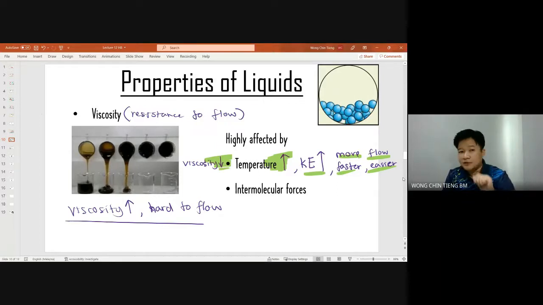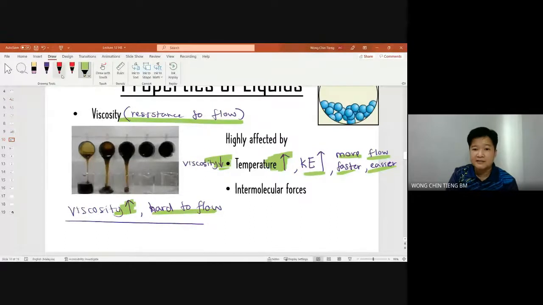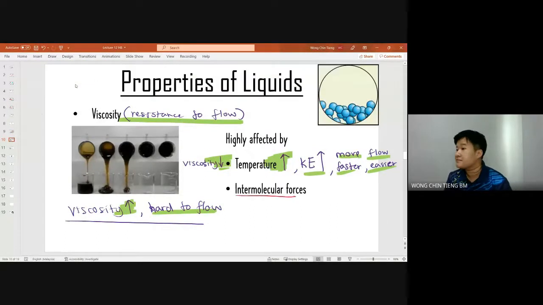So, kamu kena ingat satu benda. Viscosity is the resistance to flow. So, the higher the viscosity means it's harder to flow. Yang ni yang kamu selalu terbalik. Okay? And the next factor affecting is actually your intermolecular forces. Kita guna intermolecular forces masih tinggi.